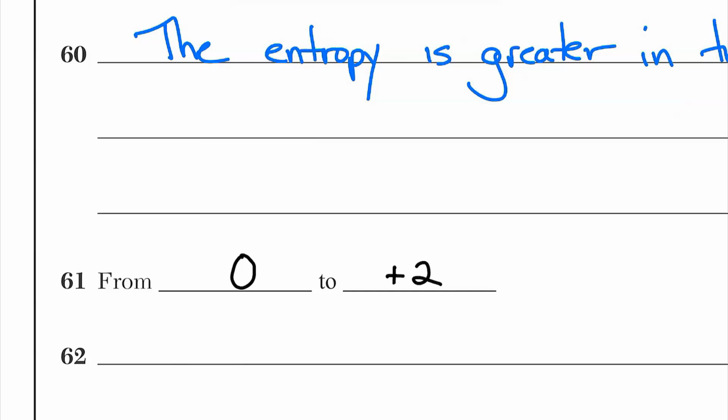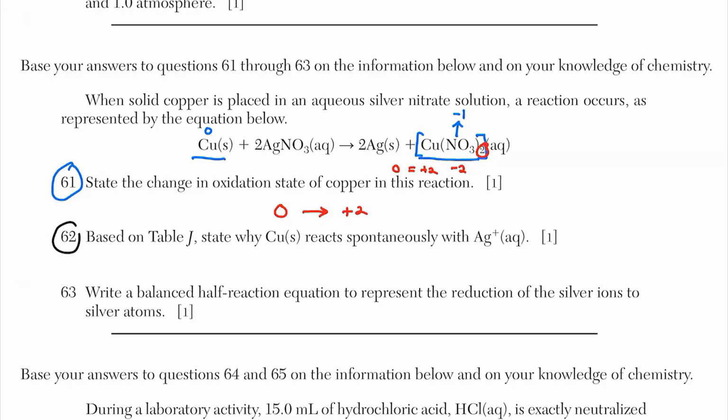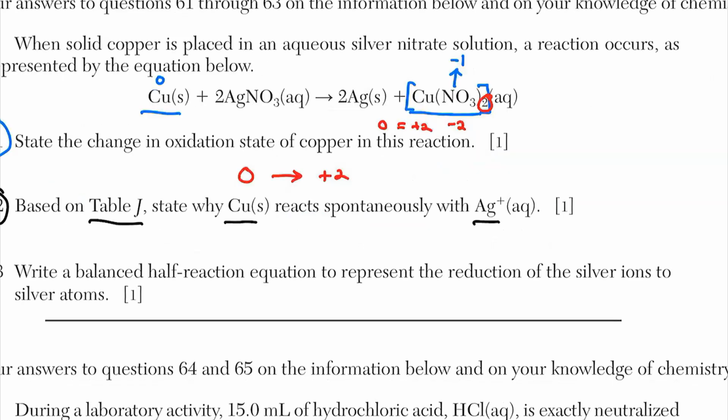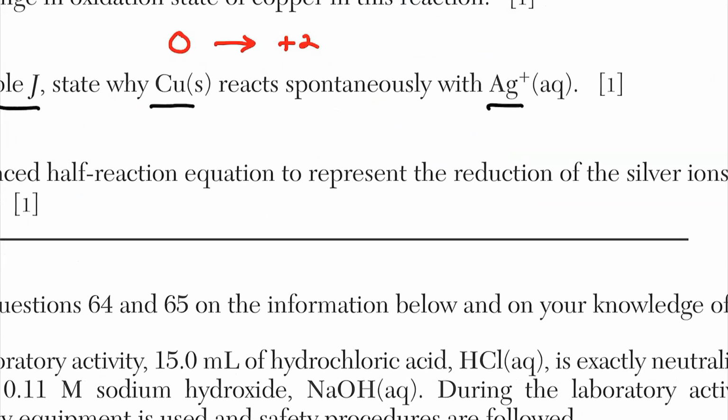Okay, number 62. Based on table J, they're telling you to go to table J, state why copper reacts spontaneously with Ag+. I'm having a tough time speaking this afternoon. So why does copper react with Ag+? Now, it's important you understand what this is because it can get a bit confusing. Copper in a redox reaction, because this is what this is, oxidation numbers are changing, can react with Ag+. Now, think with me for a second what this is about.